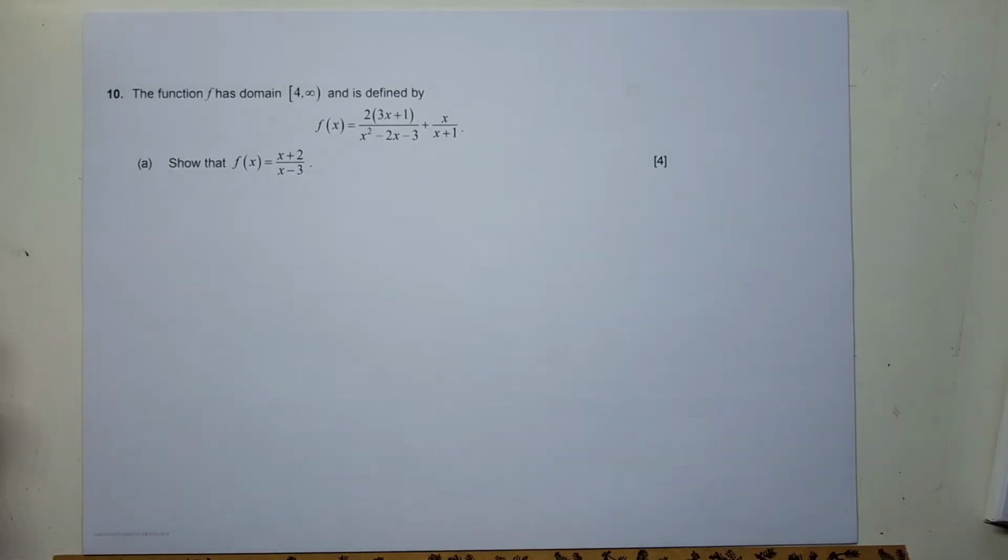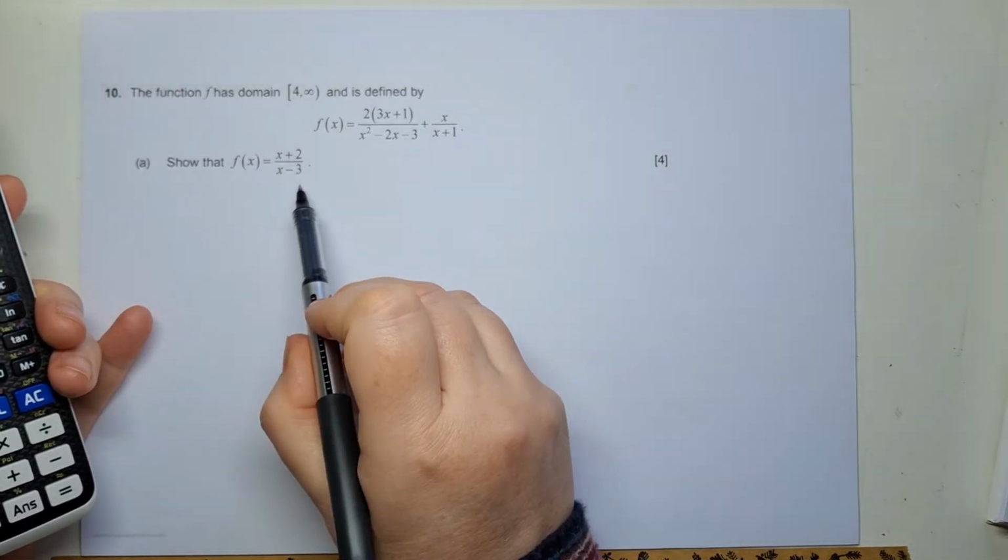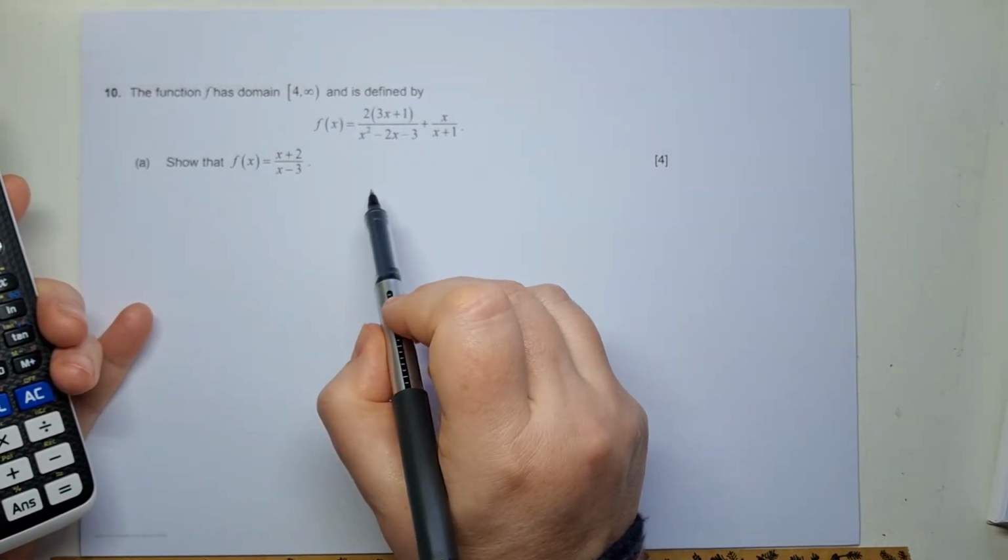Question 10a. Show that f of x can be written as x plus 2 over x minus 3. So we've got to add the two algebraic fractions.